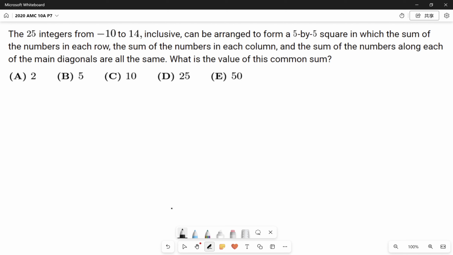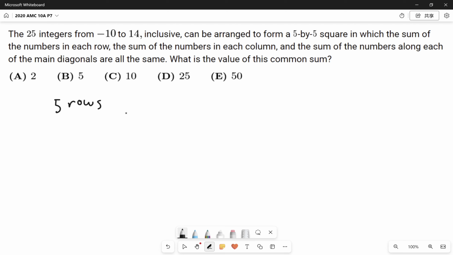So this problem is pretty easy, and it's problem 7, so it's not really that hard if you think about it in the right way. One way to think about this is, if I have a 5 by 5 grid, this means I have 5 rows, right? And each row has the same sum.